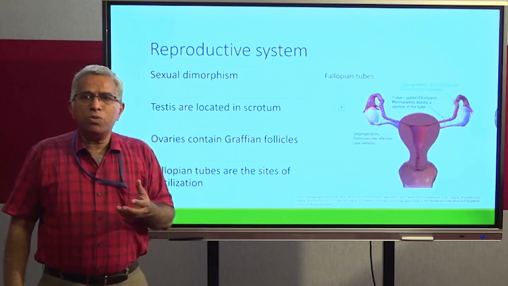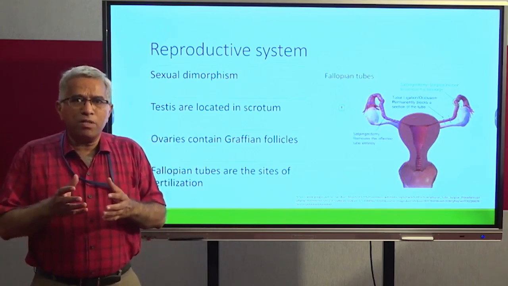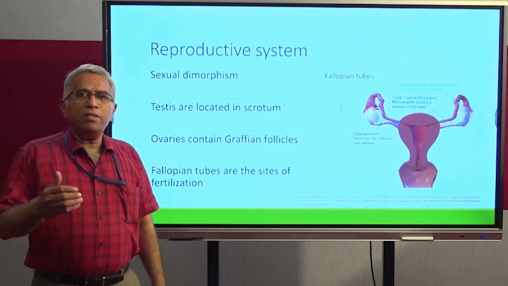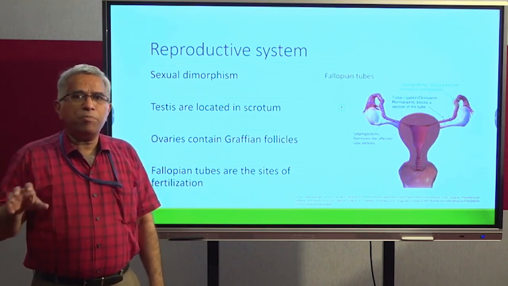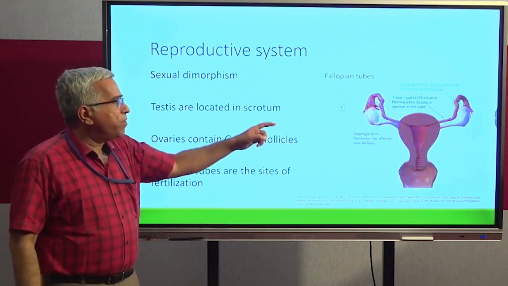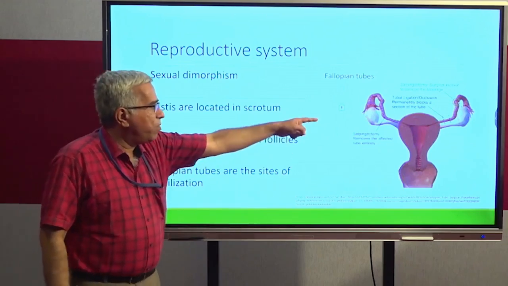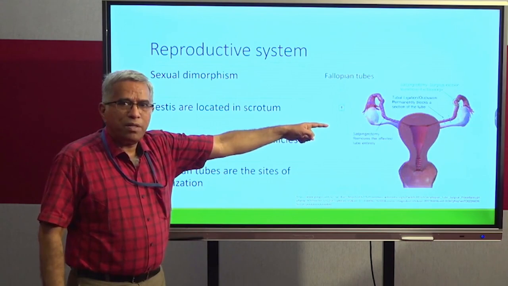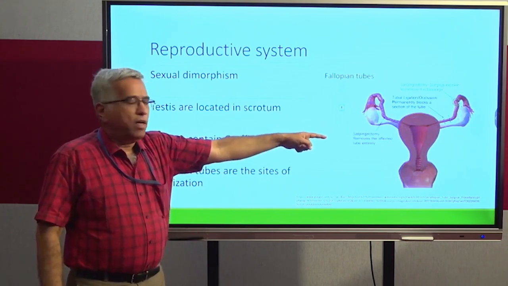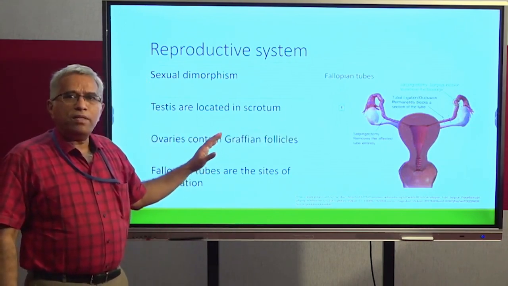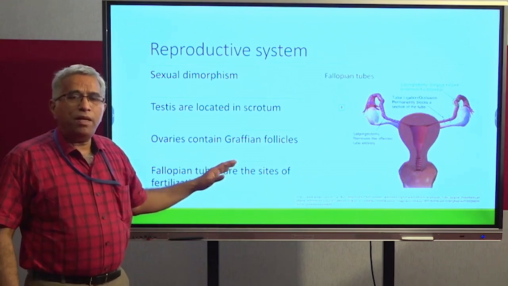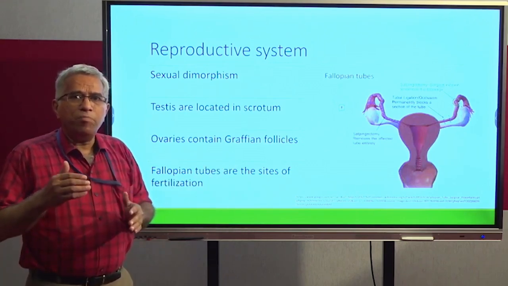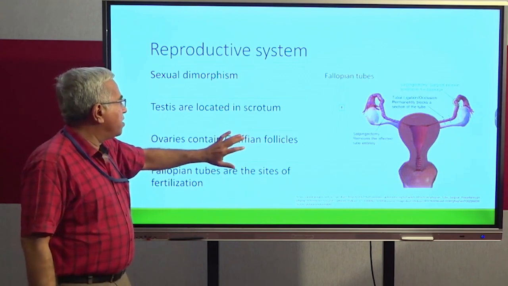Testes are lodged in the scrotum. Scrotum acts like a thermos flask. It maintains the temperature needed for the spermatogenesis process. Coming to the female reproductive system, you might be seeing the ovaries there, and there you can see the fallopian tubes, and these fallopian tubes are the sites of fertilization. Menstrual cycle will be there, estrous cycles will also be there. In case of primates, there will be menstrual cycle, especially advanced primates.